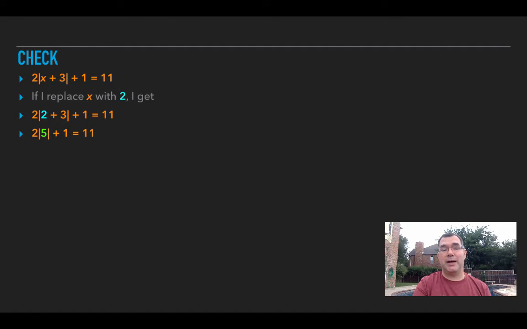2 plus 3 is 5. So I change 2 plus 3 to 5. The absolute value of 5 is 5. And then if I simplify 2 times 5, that's 10. And 10 plus 1 is 11. So the x value of 2 actually works.